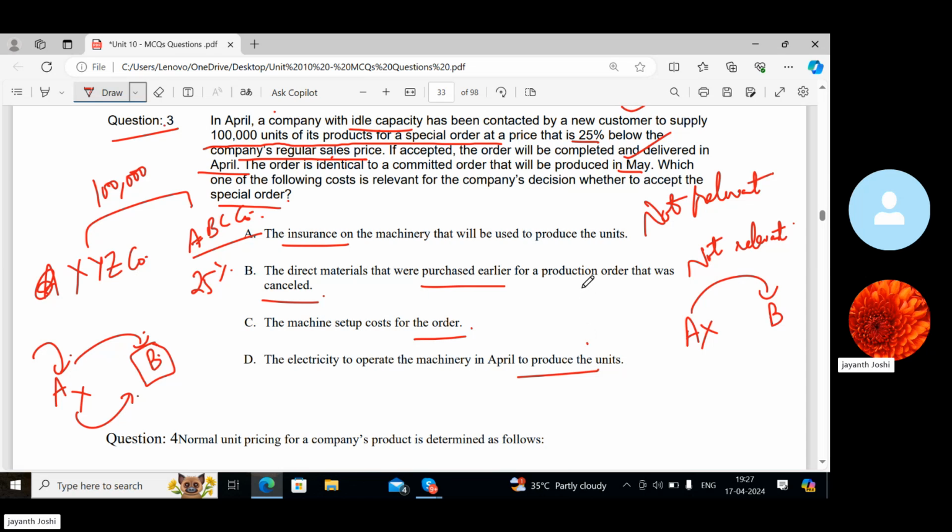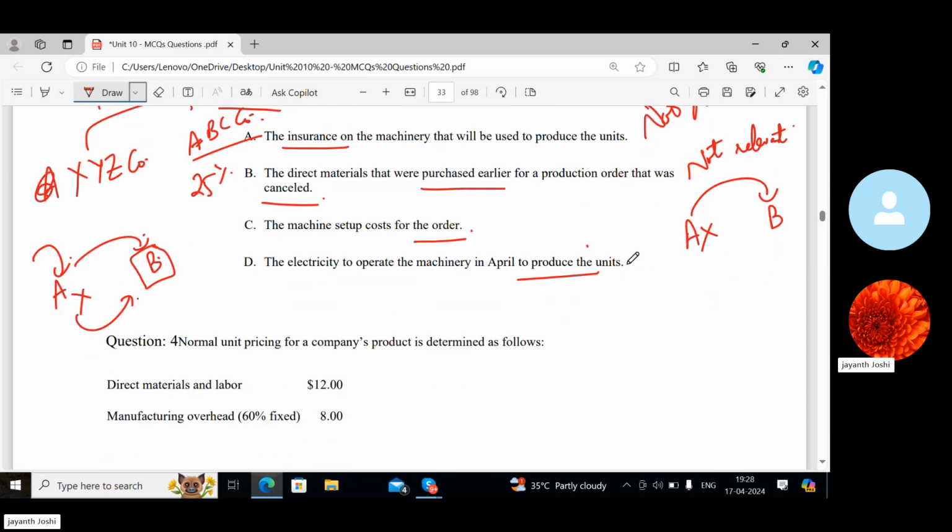Relevant cost includes only those that vary with regard to the decision. Already, whatever electricity you are using, you are paying some amount for that. But immediately when you take the special order, you spend more on electricity for that special order. So definitely you're going to pay more for that. So it is a kind of relevant cost for you, correct? So the answer option is D.